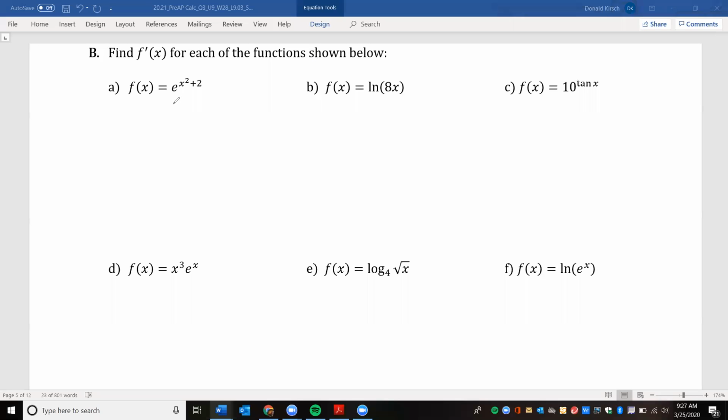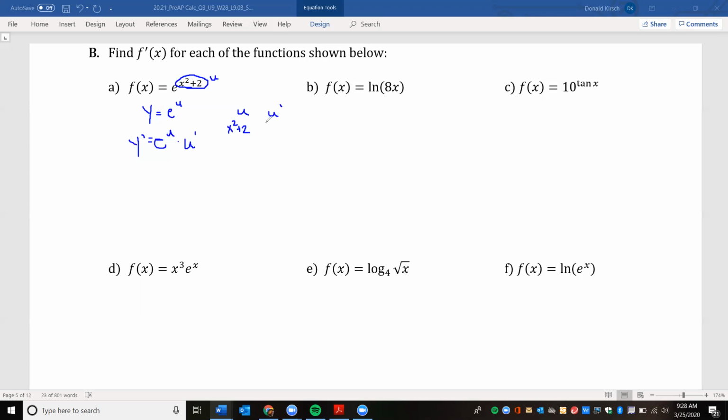So the first thing that I see here is that this is a function that looks like e to the u. Okay, I just identify that, so I know that I'm going to use the formula e to the u times u prime. That was just from up above. So now that I have that, I just have to identify what my u is. The u is right here. So let's come up to the side. u is x squared plus 2. I'm just organizing my work here.